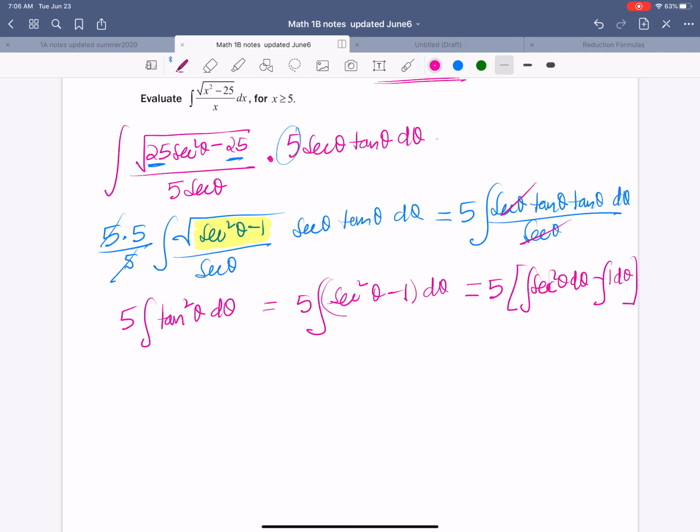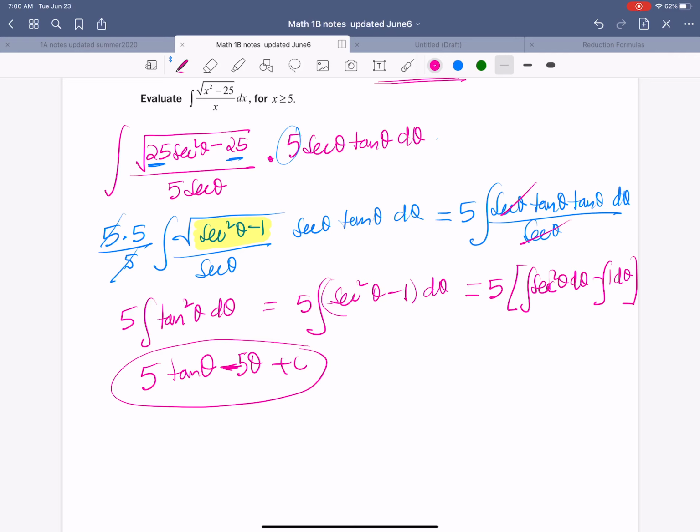Okay, what's the integral of secant squared theta? Is there a function whose derivative is secant squared theta? Yes, it is tangent theta. And then the integral of 1 d theta is just theta. And then plus a c. This is what our integral is, actually the 5 would go to theta as well. So there would be a 5 next to theta also.